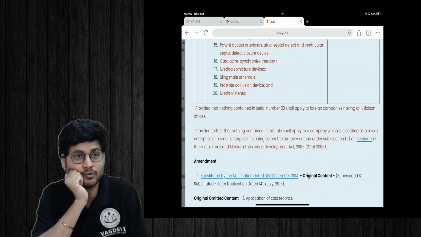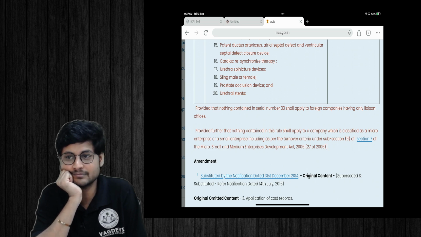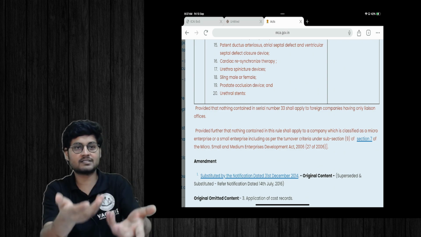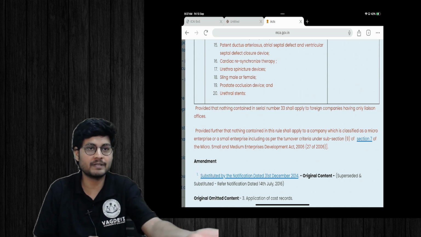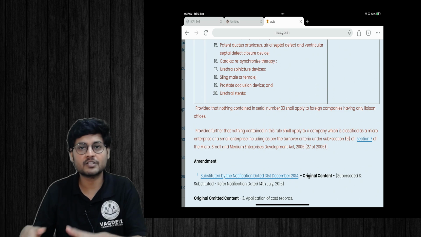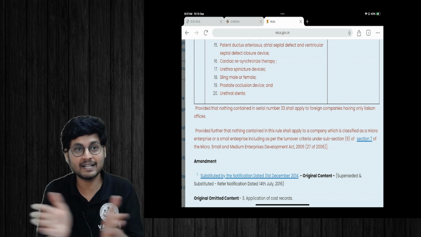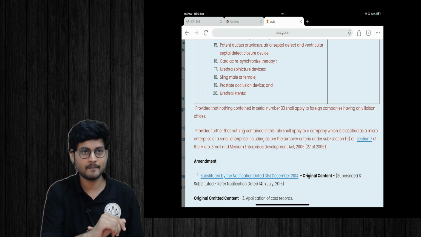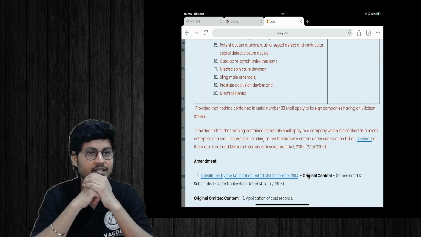You tell me one thing, when rule number 3 is not applicable, automatically rule number 4 is also not applicable. Rule number 4 talks about cost audit. Cost audit starts when rule 3 is applicable. When the books of accounts are not maintained, how is it possible to verify or audit them? It is not possible, and hence rule number 4 is also not applicable in this case. Okay, very simple. Yes, we are done with rule number 3.